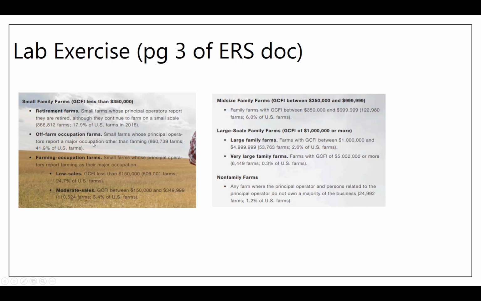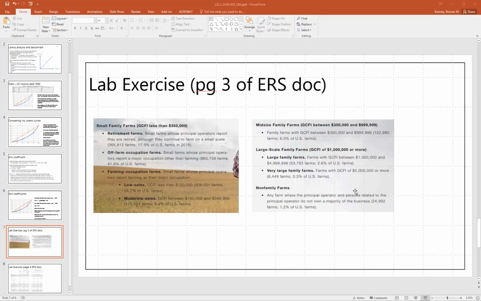They're small farms, but their primary income source is something other than farm income. About 500,000 farms are what we call low sales, 100,000 farms are moderate, and then you just keep moving through it. And so that's some data we would have to deal with.